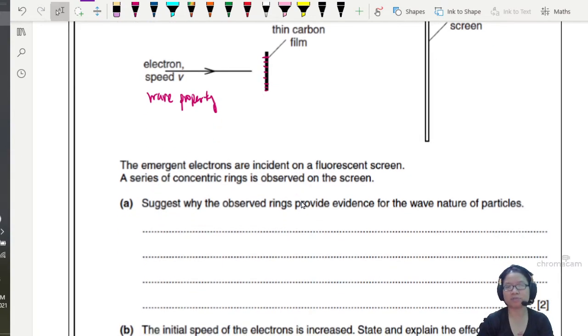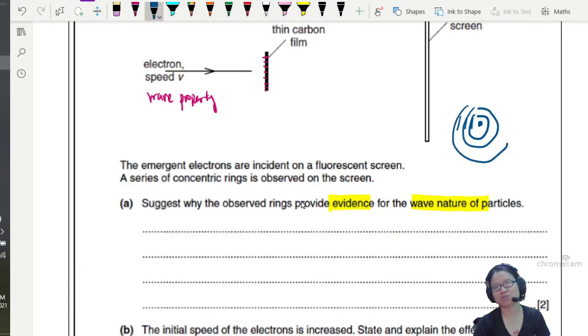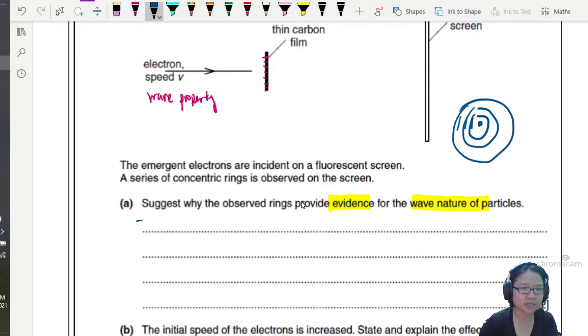So that would be the observation of the experiment. Suggest why the observed rings provide evidence for the wave nature of particles. The concentric ring is evidence of diffraction. So you get those bright and dark fringes: bright, dark, bright, dark. If you sweep 360 degrees, these bright and dark fringes will form a ring.